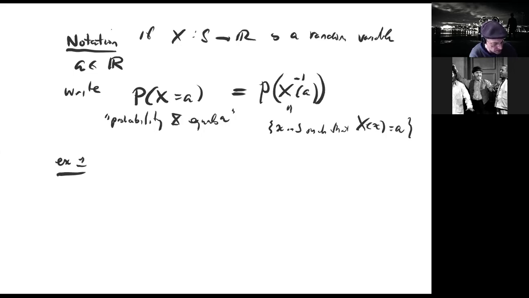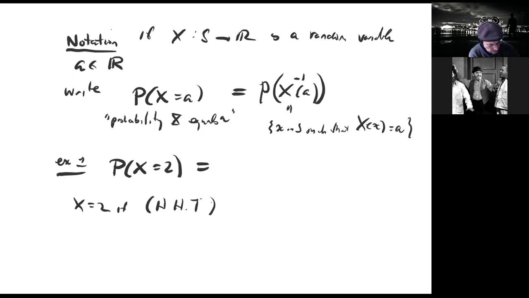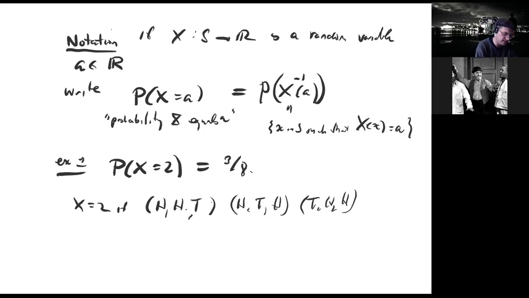Okay, so for example, in example 1, where the sample space was flip a coin 3 times, what's the probability that X is 2? Well, how many ways can you make 2? X is equal to 2 if we get heads, heads, tails. We also could get heads, tails, heads, or tails, heads, heads. So that's 3 out of the 8 outcomes that give you 2 heads when you toss a coin 3 times. So the probability is 3/8. Okay, so that's that definition.